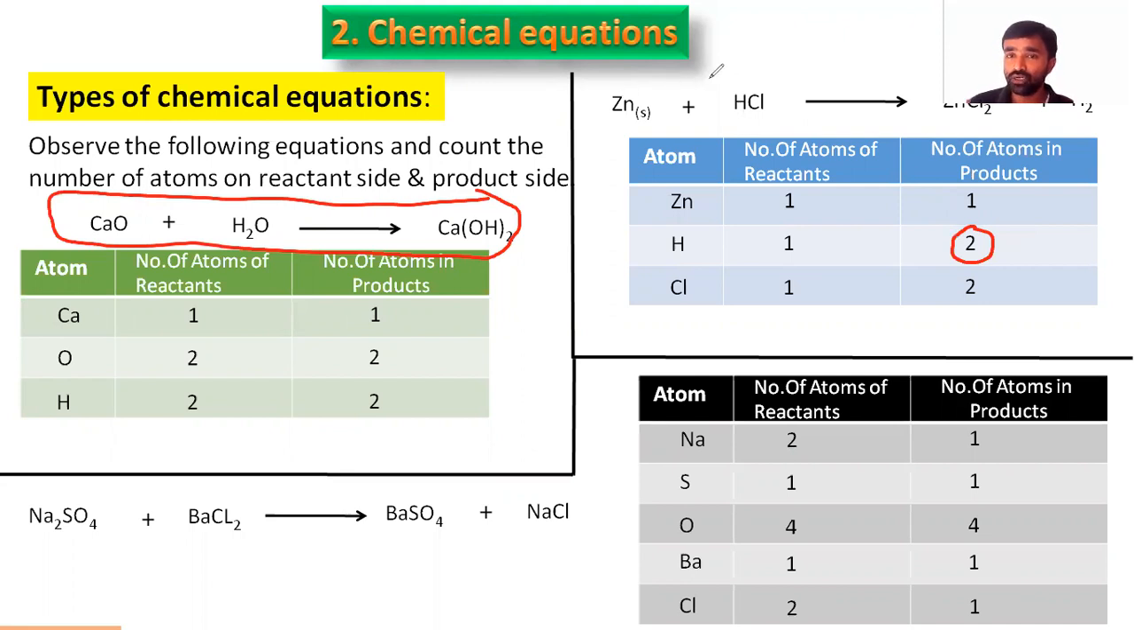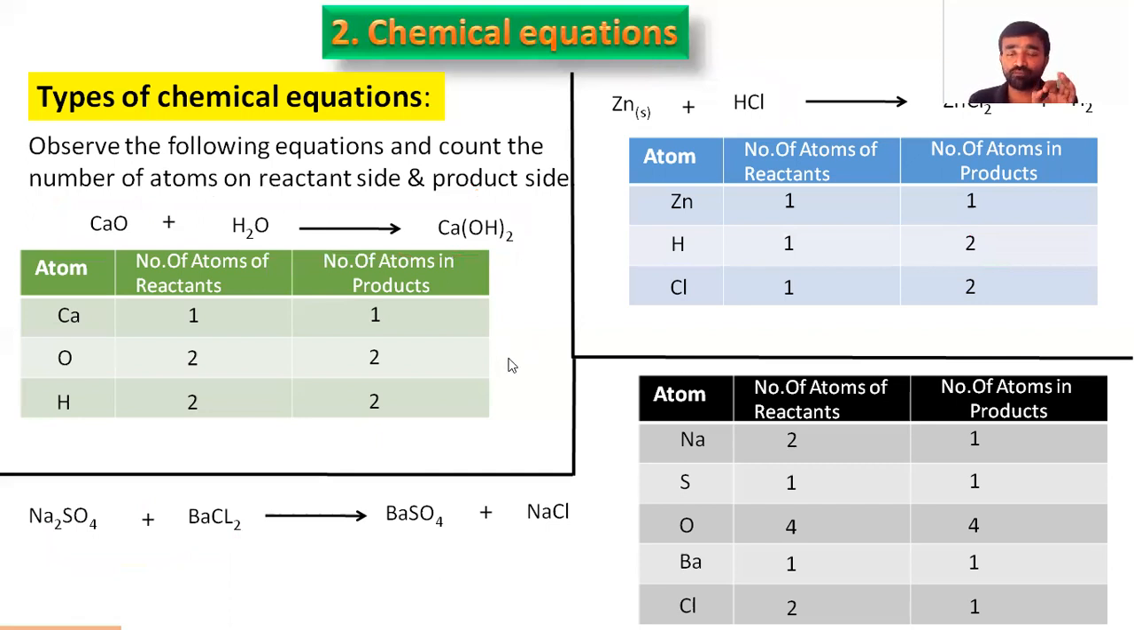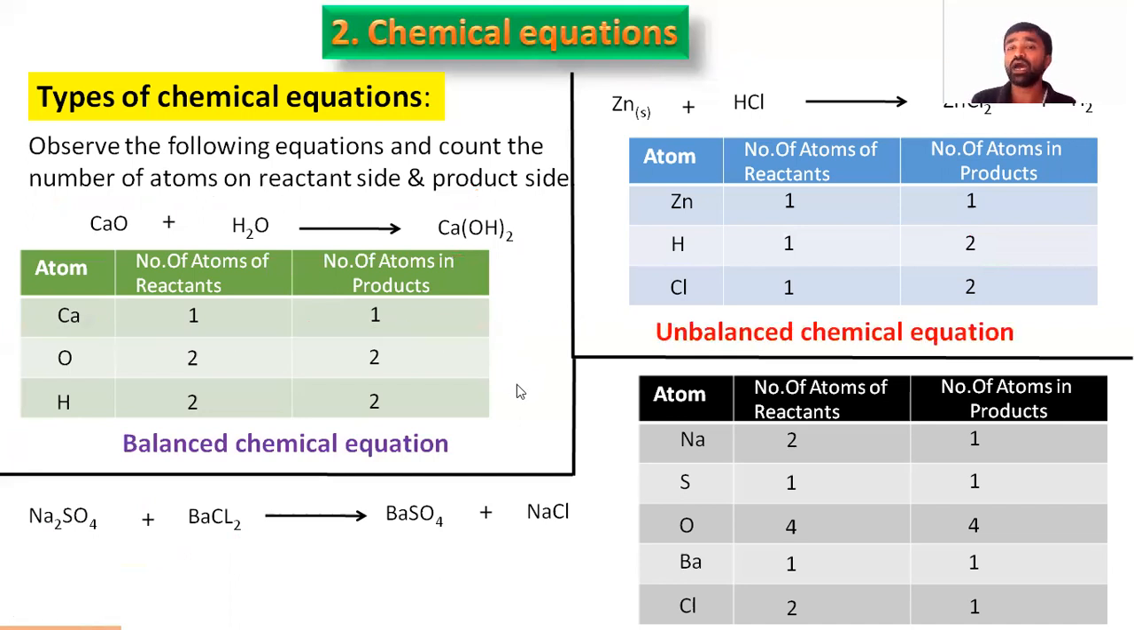So here, they are not satisfying the law of conservation of mass. In this reaction and in this reaction, they are against the law of conservation of mass. So the equation which is satisfying the law of conservation of mass is called a balanced chemical equation. That which does not satisfy the law of conservation of mass is called an unbalanced chemical equation. So the first one only is represented as a balanced chemical equation. Remaining 2 are unbalanced chemical equations.